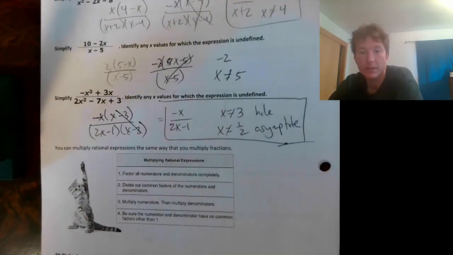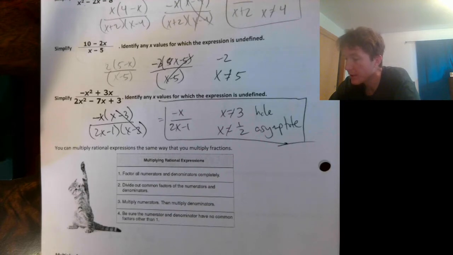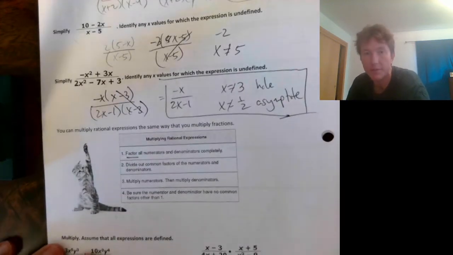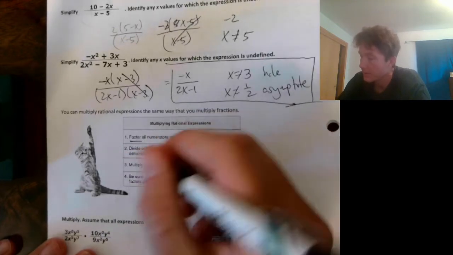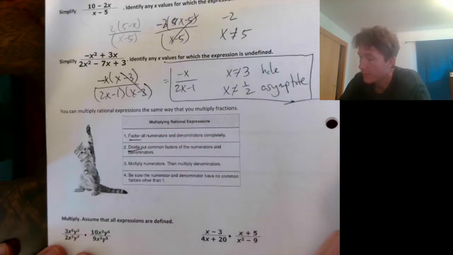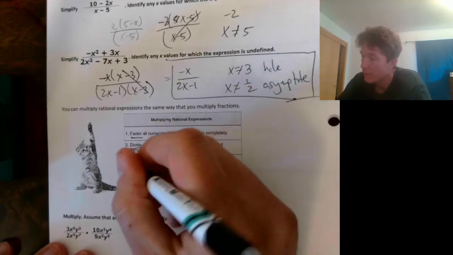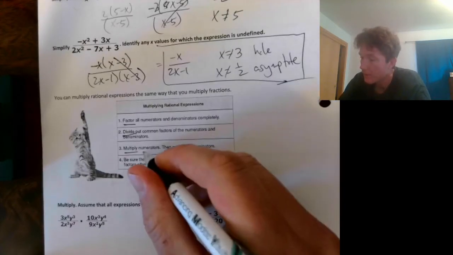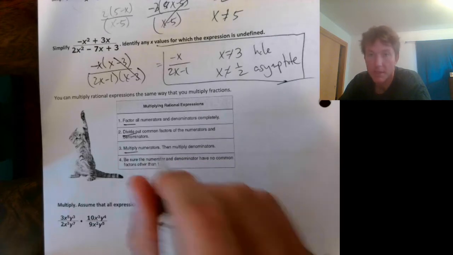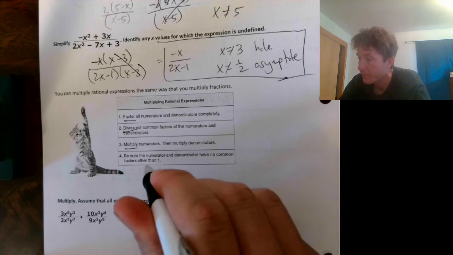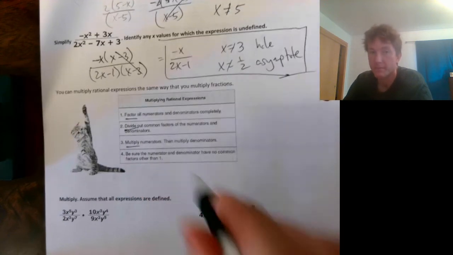Alright, moving on. We're going to look at multiplying and dividing. This is just doing the same thing. We're doing a few more things that we're going to factor to begin with. Then we're going to divide out the common factors, just like what we were doing up here. Then we'll multiply. When you're multiplying fractions, you multiply the top and the bottom. And then the last thing, we'll simplify.